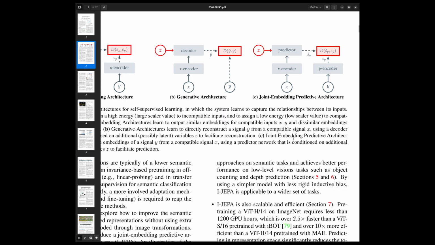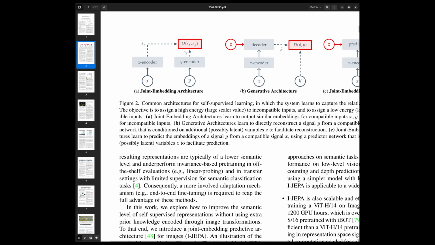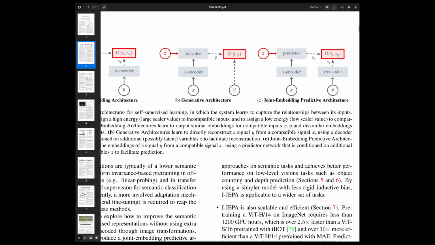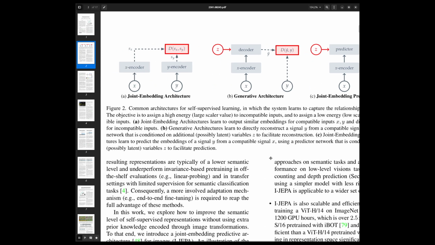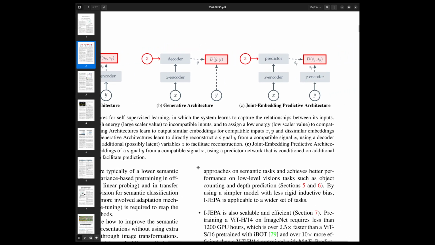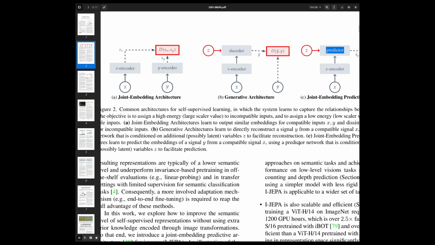Okay, makes sense. And then we have the joint embedding predictive architecture. It learns to predict the embeddings of a signal y from a compatible signal x using a predictor network that is conditioned on an additional possible latent variable z to facilitate prediction. So here we have an encoder only for y and a predictor, and they are basically predicting the embeddings, and then we have a loss. This is joint embedding because we have two of them, and predictive because we have our predictor. So yes, it makes sense, at least for the image.